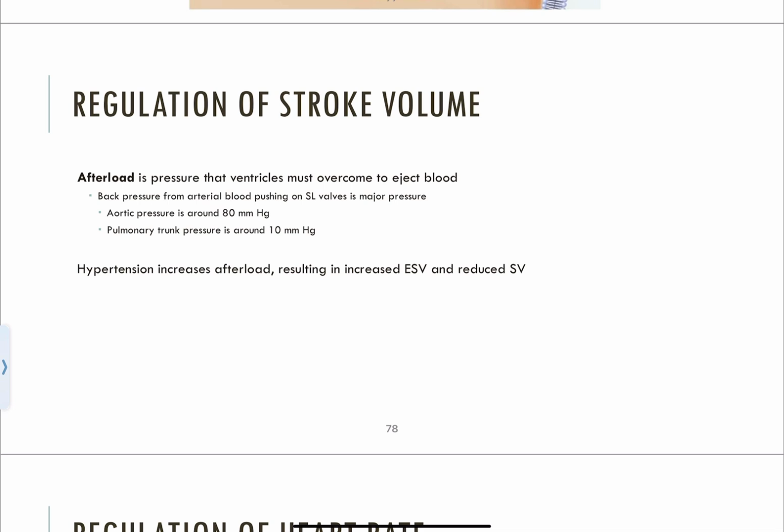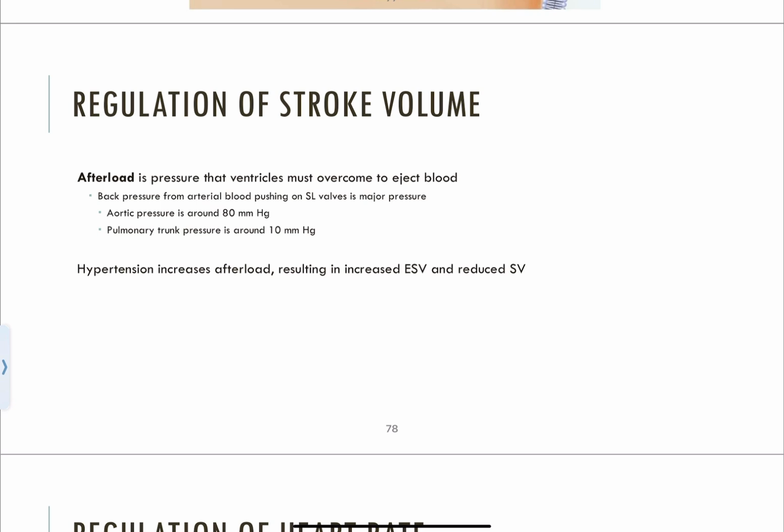So hypertension, if you have really high blood pressure, can increase your afterload, making it harder for your ventricles to push out blood. Because there's a higher pressure in your pulmonary trunk and your aorta, when our ventricles contract, they're not able to push as much blood out. If you can't push as much blood out because you have to overcome a higher pressure due to hypertension, you're going to have more blood remaining in the ventricles after contraction.